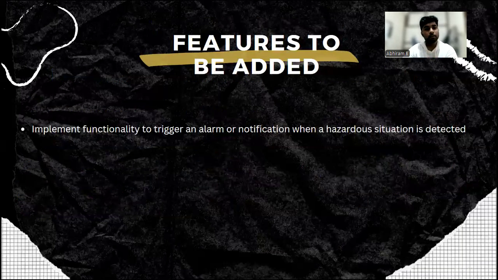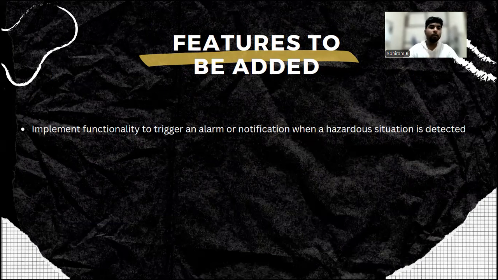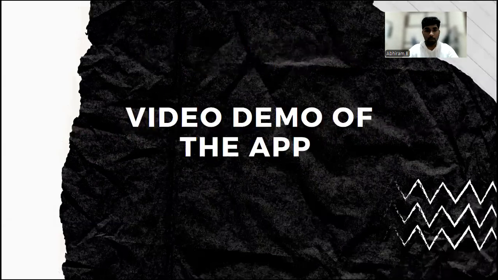So there is a feature to be added. We need to implement functionality to trigger an alarm or notification, which means that when the user sends a media file, be it an image or a video, if there is any hazardous thing that might harm him or her, we have to send a notification or a trigger to the user's mobile so that they will be alerted. This is the feature that we need to add. This will be done pretty soon. So now let's have a video demo of our app.